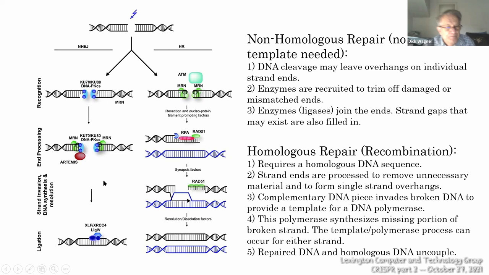There are lots of different proteins, factors that come in. They're mostly protein factors. Some are enzymes, some are not. Some recognize, some recruit other proteins. There's a whole family of proteins that come in and work on this. So they get these two ends ready to join. That's their purpose. They're trimming it, making it able to join together. And that's what's happening here.